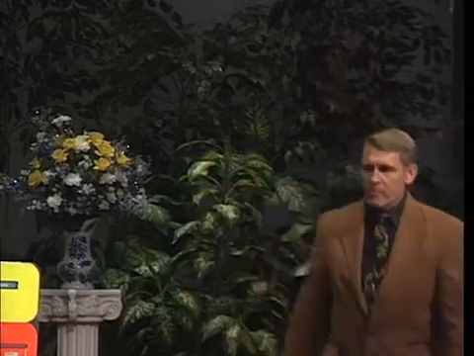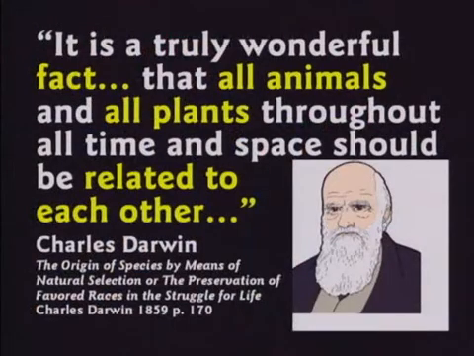And then Charlie said, "Maybe this proves that birds are related to bananas." You say, "Oh, he didn't say that." "Oh, he sure did. I got his book right here." Charlie Darwin said in his book on page 170, "It's a truly wonderful fact that all animals and all plants throughout all time and space should be related to each other." Isn't he saying the birds and the bananas are related? He sure is. That's a lie.